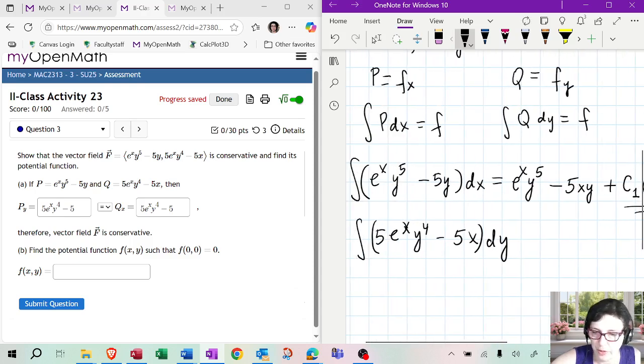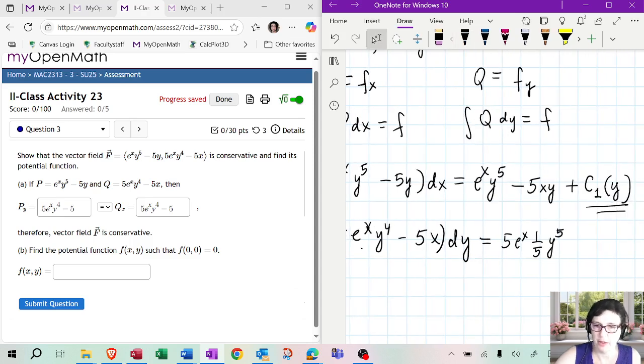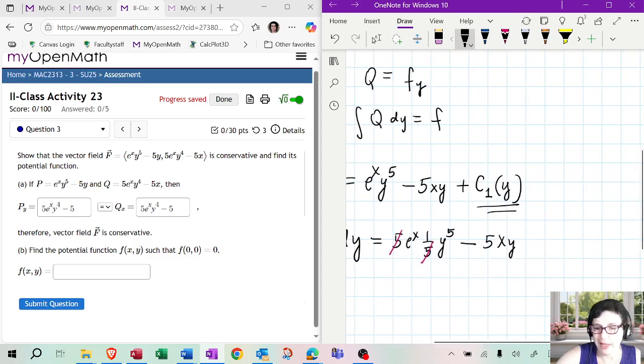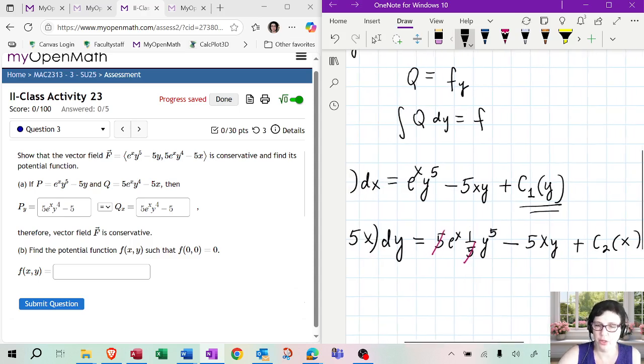Okay, so with respect to y, let's look at this term. So 5 is a number, e to the x is a number. Okay, let's keep that. Y to the 4th integral is going to be 1/5 y to the 5. Remember, we add 1 to the power, and then we divide by the same thing. So notice how 5 will cancel. And then we're also going to have minus 5x with respect to y. That's 5xy. And again, here we could have plus C, but this one could have an x in it. So maybe we are missing a term that has an x.